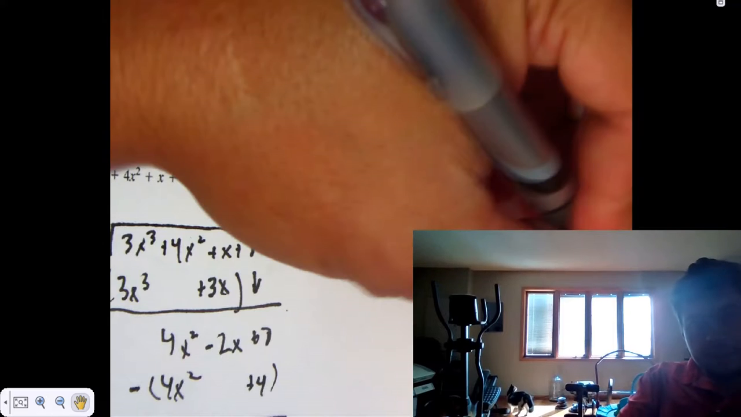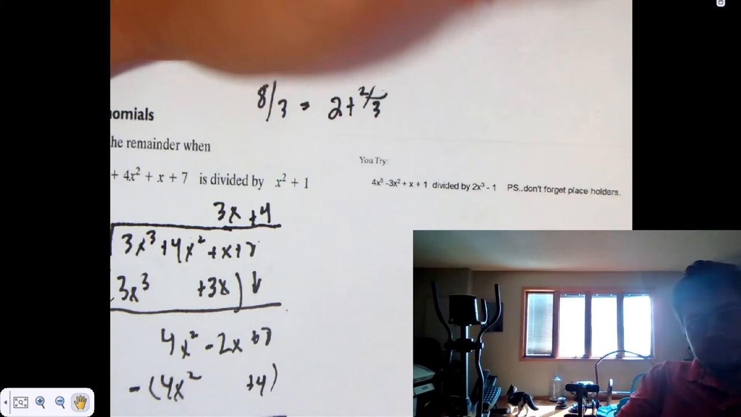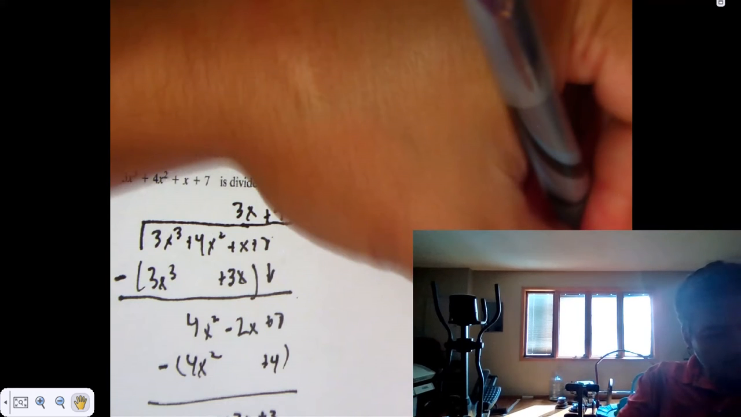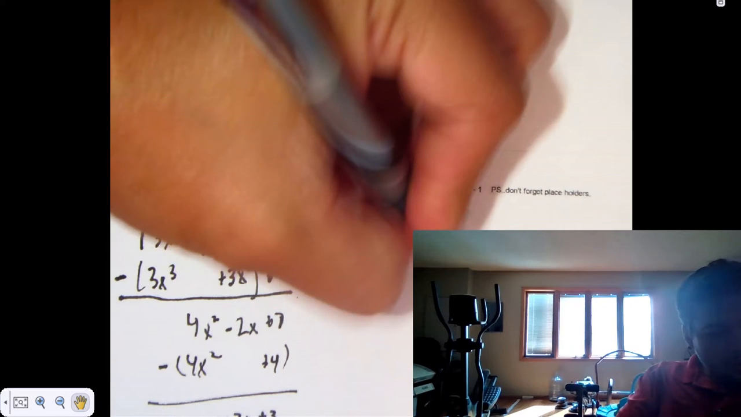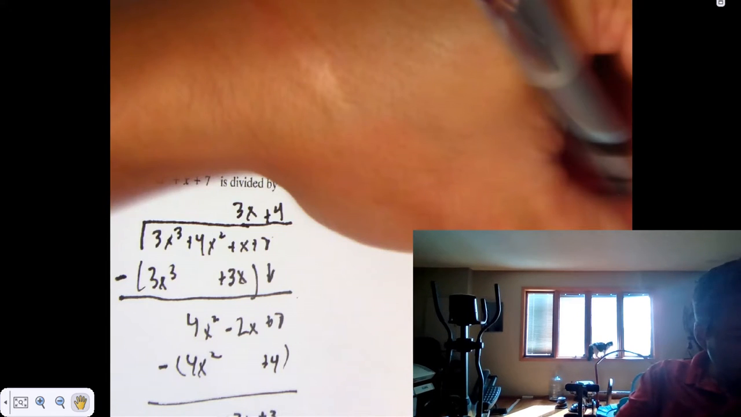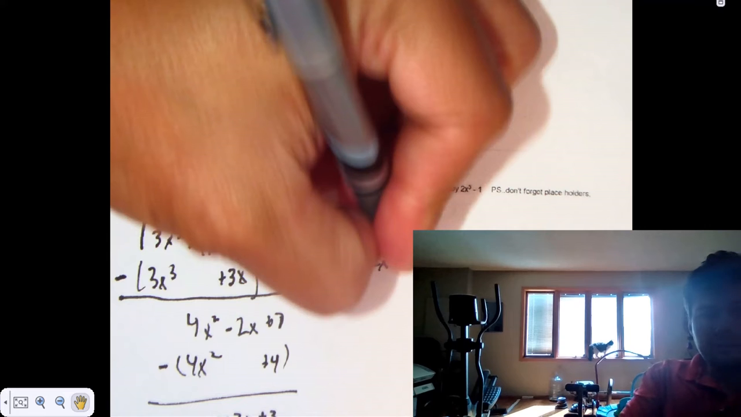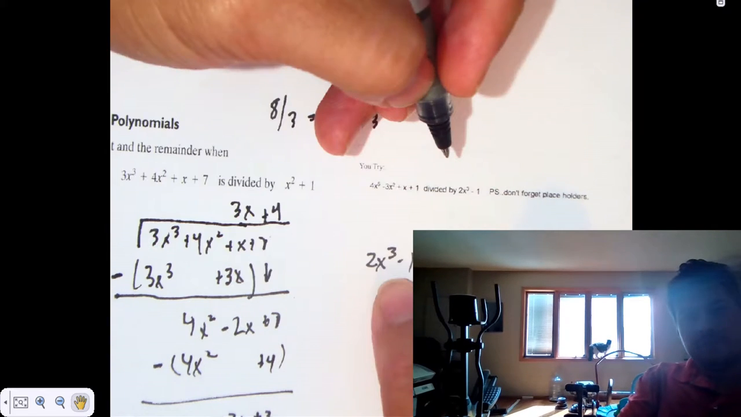Oops. I made a sign mistake there. Got ahead of myself. Minus 3x squared plus x plus 1, and we're dividing by 2x cubed minus 1. Never insert placeholders here. There's no reason for that.